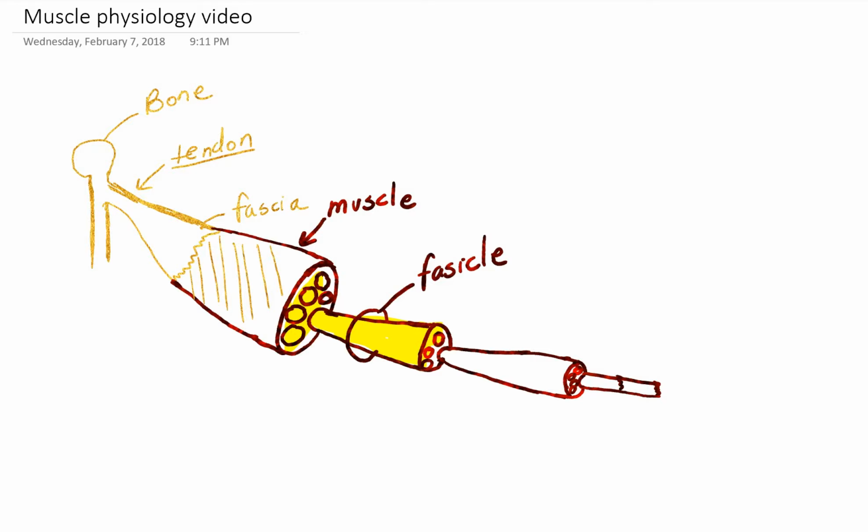And then fascicles themselves are made from their own bundles. And I'm going to highlight this as blue. And this is just one of them. And this right here is a muscle fiber. And another word for a muscle fiber is the muscle cell. So it's the individual cell.